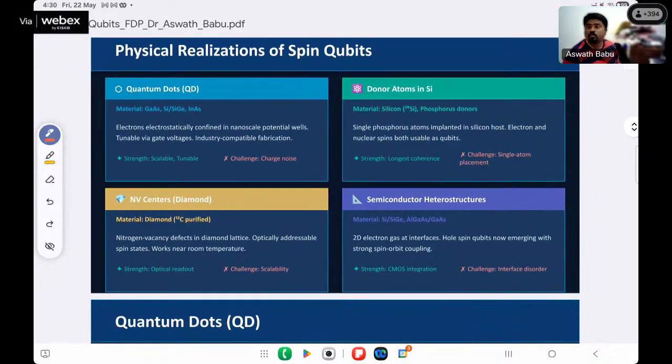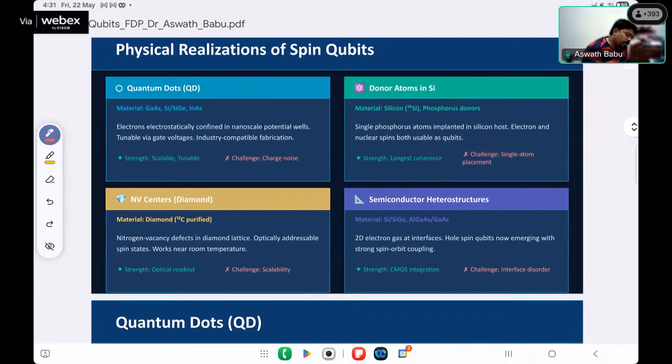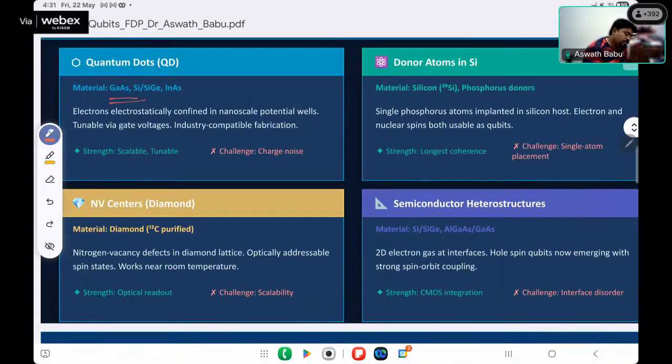Now, how do you realize spin qubits? Spin qubits are realized by taking semiconductor materials like gallium arsenide, silicon, silicon germanium or indium arsenide. Electrostatically, you create some locations where electrons can be confined, meaning electrons are made to stay located and not move anywhere. If you create opposite charges on every direction, electrons just repel, and you know what happens? Electrons are confined into that region.